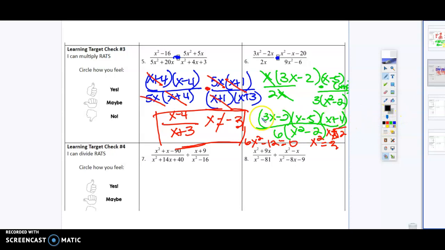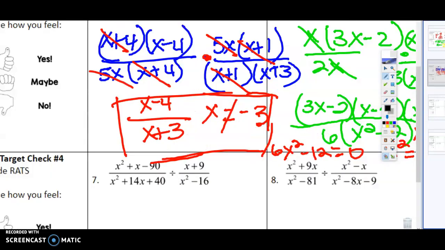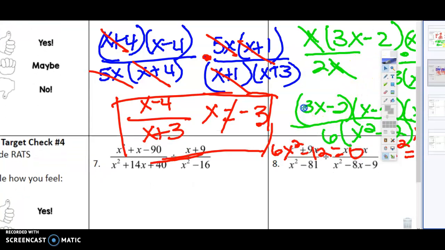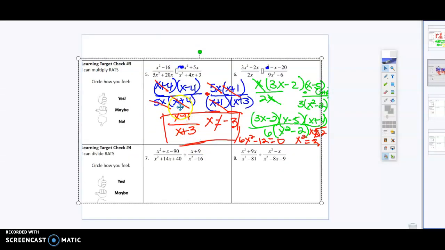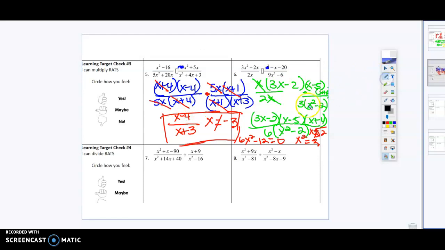All right. So now what we're going to do is take what we just did and apply it to division. So when we do division, we're going to keep, change, flip. And then we're going to factor and cancel out things. And then finally, we're going to multiply.